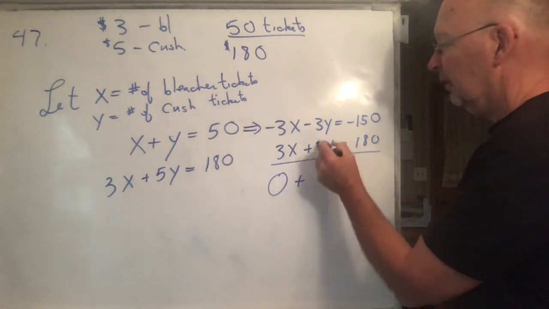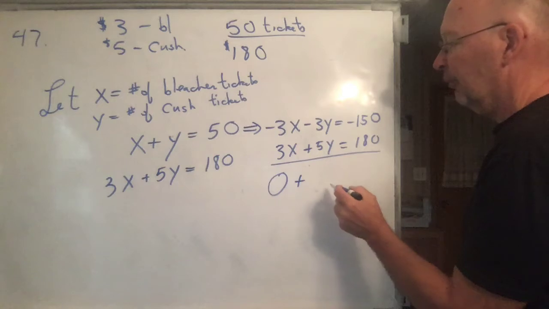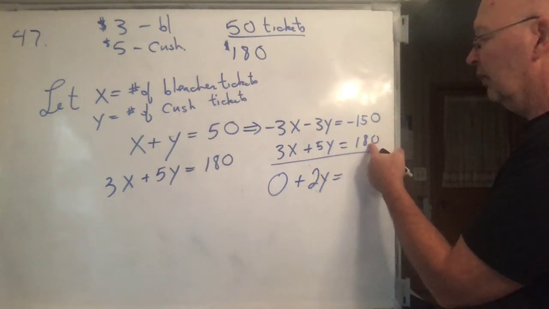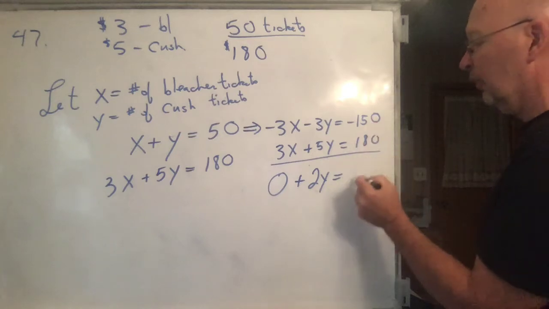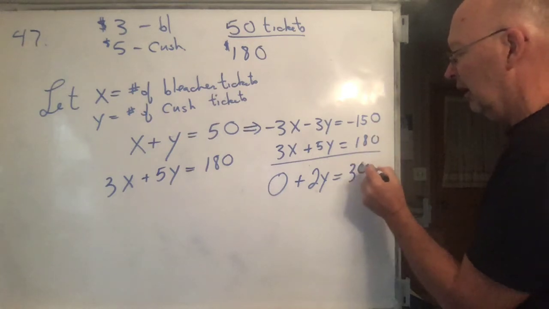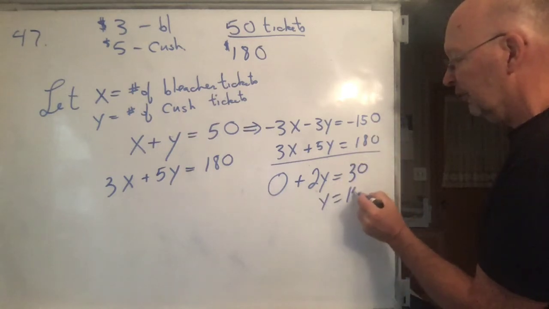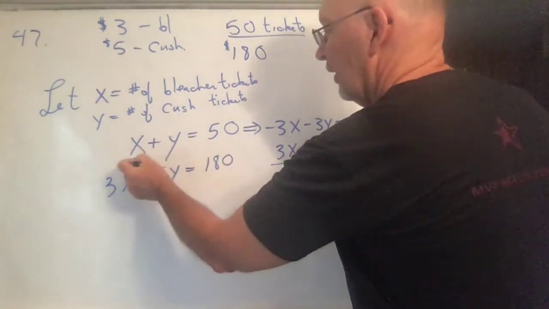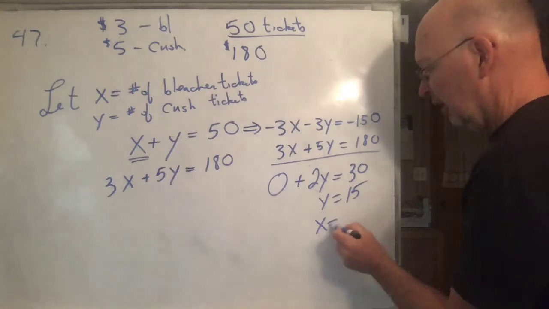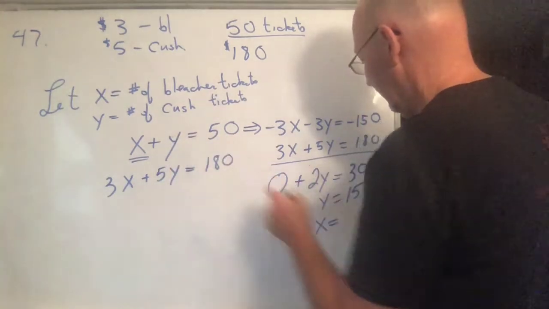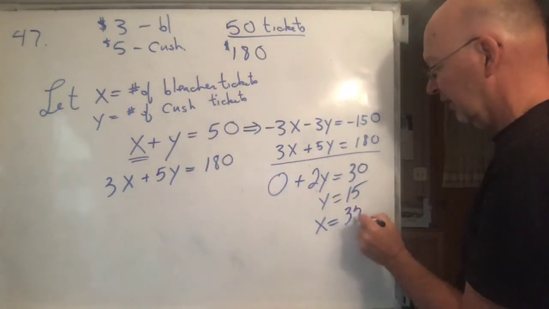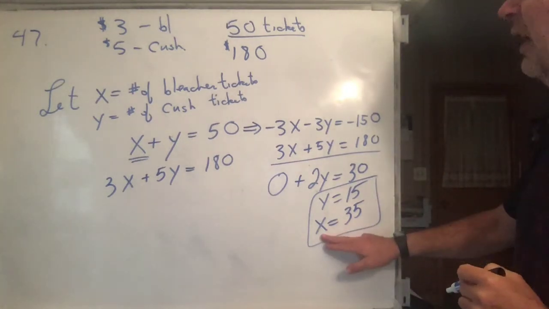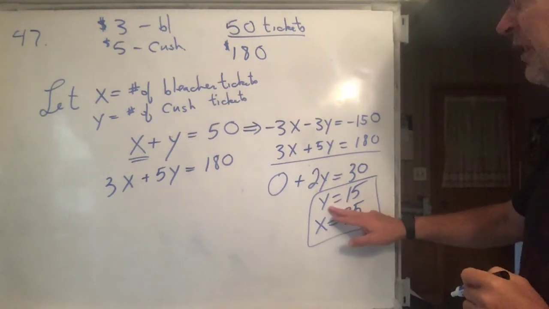Here I have 5y minus 3y is going to be 2y is equal to what? 180 minus 150 is 30. So that means that y is equal to 15. If y is equal to 15, then x has got to be what? 50 minus 15, which is 35. So apparently we sold 35 bleacher tickets and 15 cushion tickets.